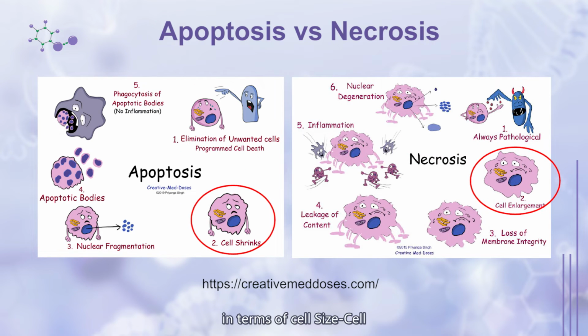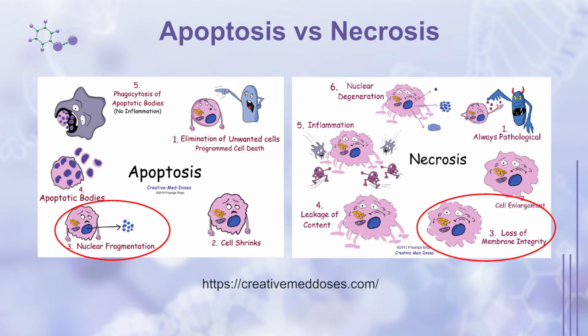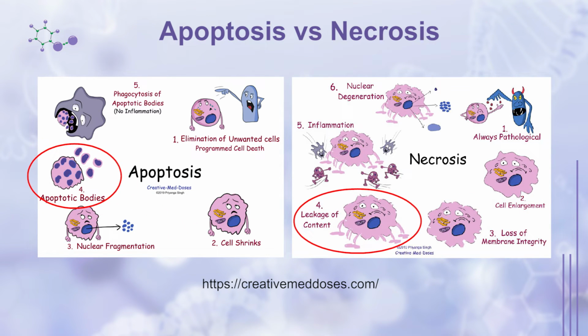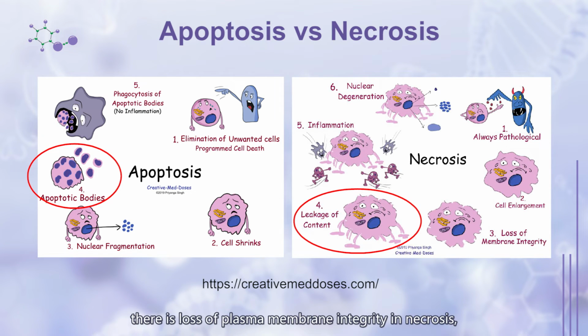Second, in terms of cell size, cell size increases in necrosis, and the cell shrinks in apoptosis. Third, the nucleus in necrosis undergoes fragmentation and karyolysis. The apoptotic nucleus breaks into nucleosome-sized fragments. Fourth, plasma membrane. There is a loss of plasma membrane integrity in necrosis, but the plasma membrane remains intact in apoptosis.